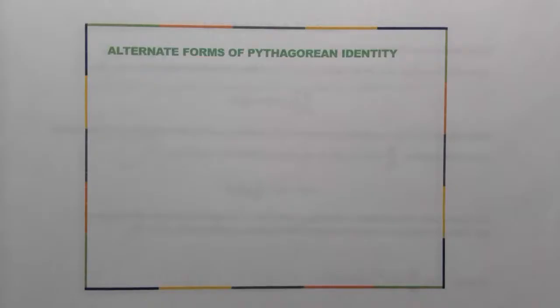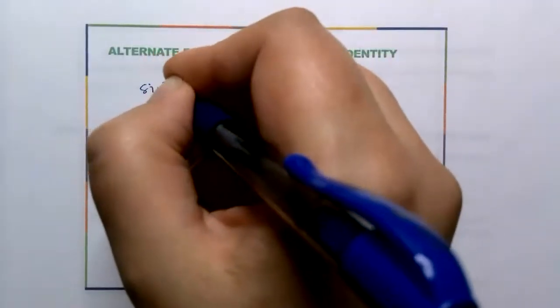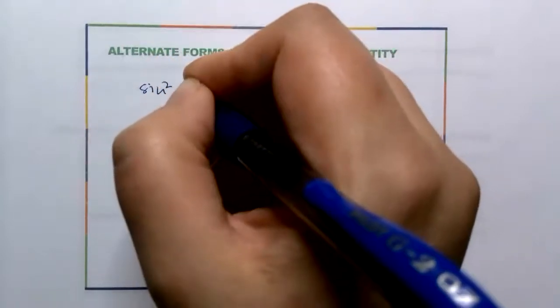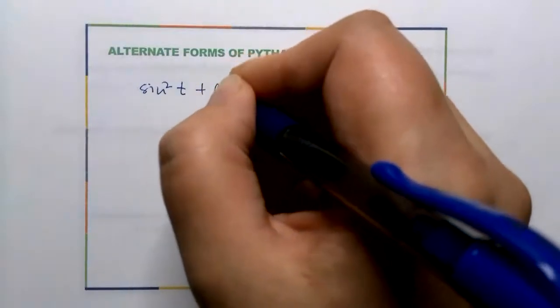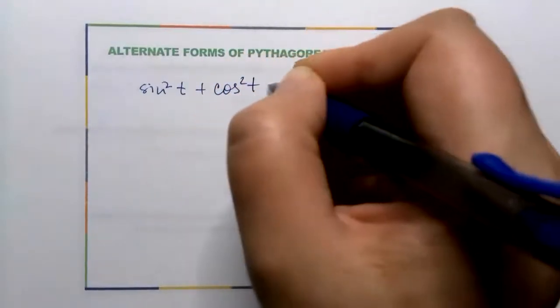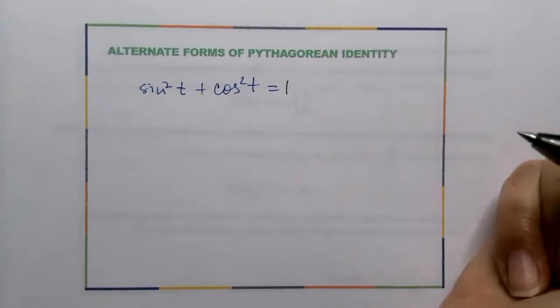In this video, we're gonna learn about more identities. So you will have more identities to memorize. And we're gonna start with our Pythagorean identity. This is the first one that students usually learn: sine squared t plus cosine squared t equals 1. We already learned this identity.